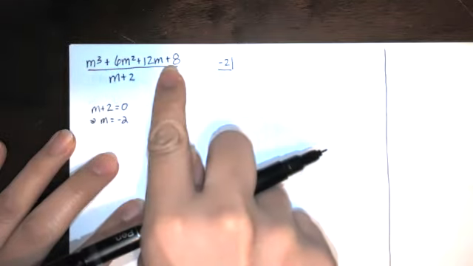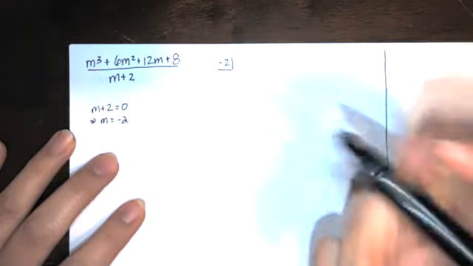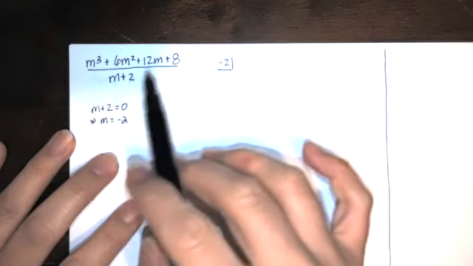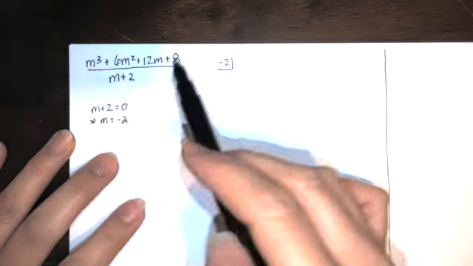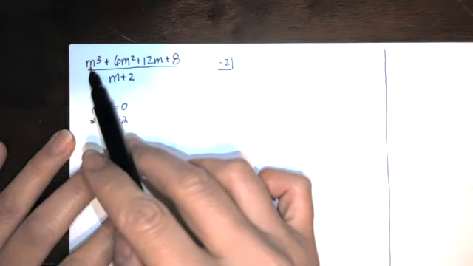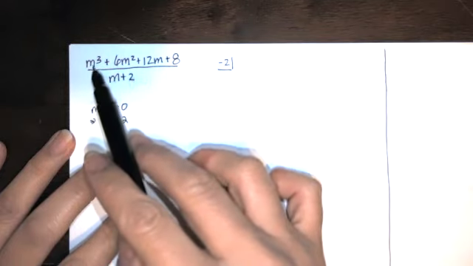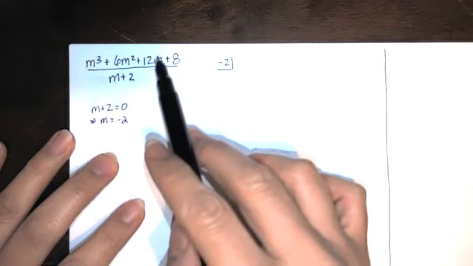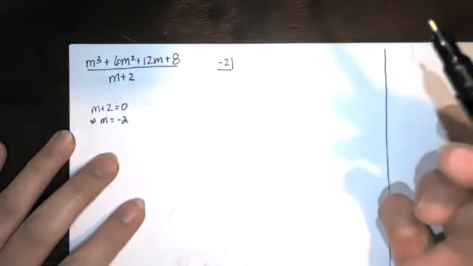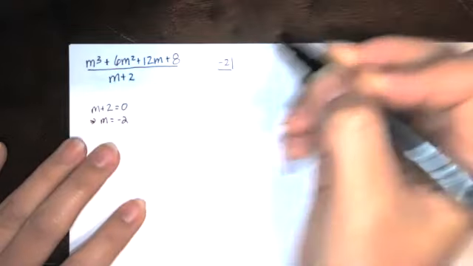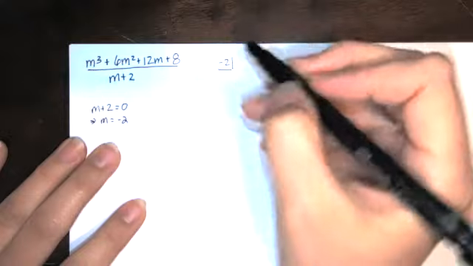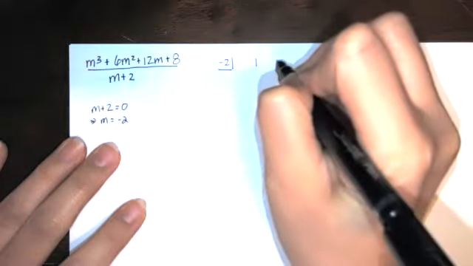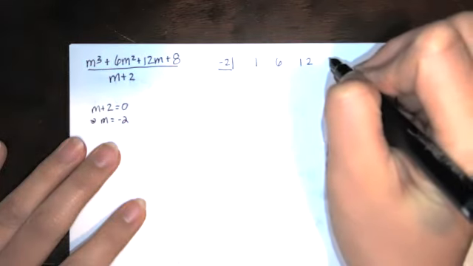And then the coefficients of the polynomial in the numerator go here. We need all the powers of m in descending order. If there are missing powers, we need to add placeholders. But there are no missing powers of m. We've got an m cubed term, an m squared term, an m to the first, and then the constant term, m to the 0. So that's fine. That's in the right order. So we'll just list the coefficients of 1, 6, 12, and 8. There's an implied 1 in front of that m cubed.